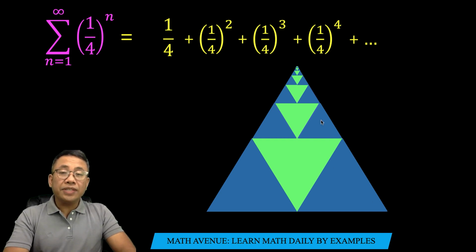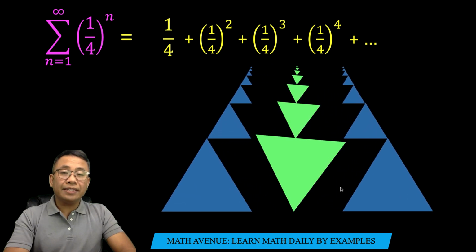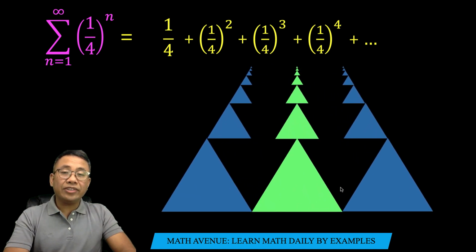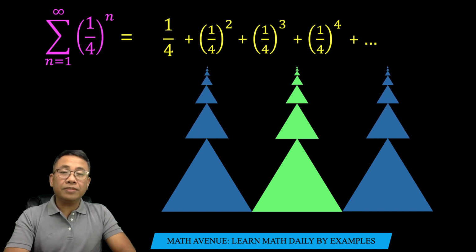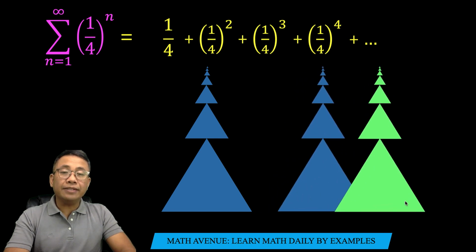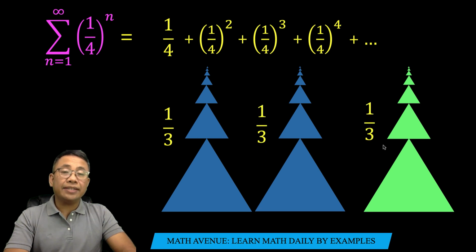So look closely as I separate these columns of triangles. Let's reorient the green triangles and let's rearrange the blue columns of triangles. Then let's swap places of these green and blue triangles. The first column of blue triangles represent 1/3 of the area. This is another 1/3 and this is another 1/3.